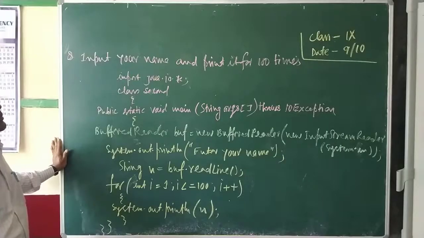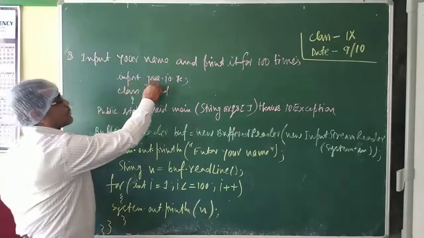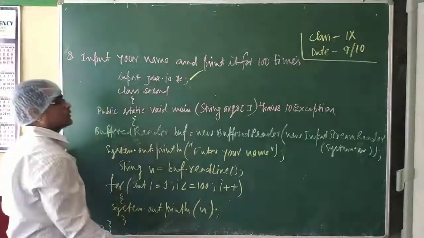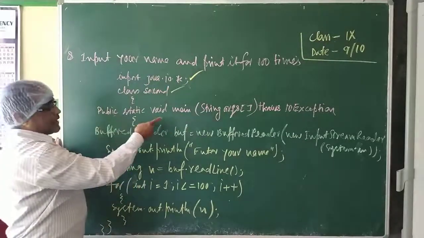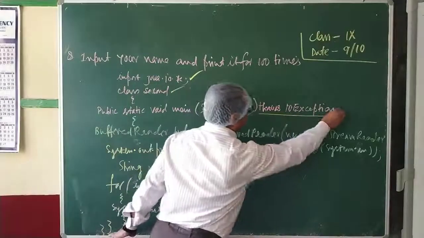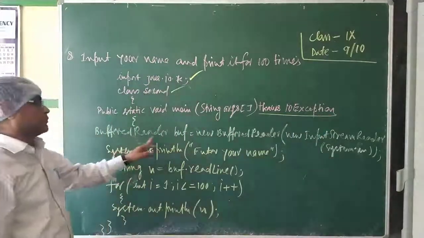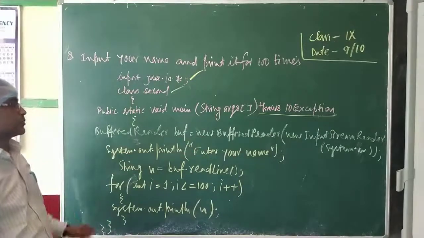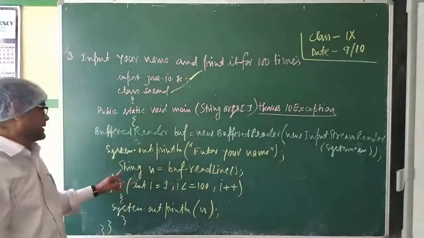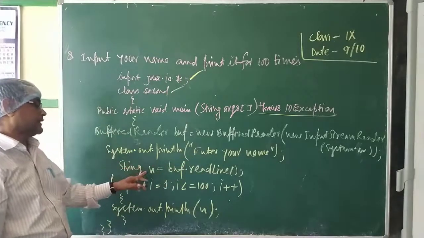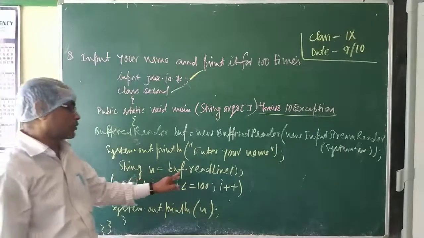So this is one program on the for loop, and now when input is included with this, you input your name and print it 100 times. As it involves input, you have to write import java.io.*, which I already told you about. Then the class name is second, this is my second program. Now public static void main, String args, throws Exception, you have to write that also, as I mentioned before. Then BufferedReader buff equal to new BufferedReader, new InputStreamReader, System.in, that also you have to mention. Then System.out.println, enter your name. The name is alphabetic, string data, so String n equal to buff.readLine is the statement.